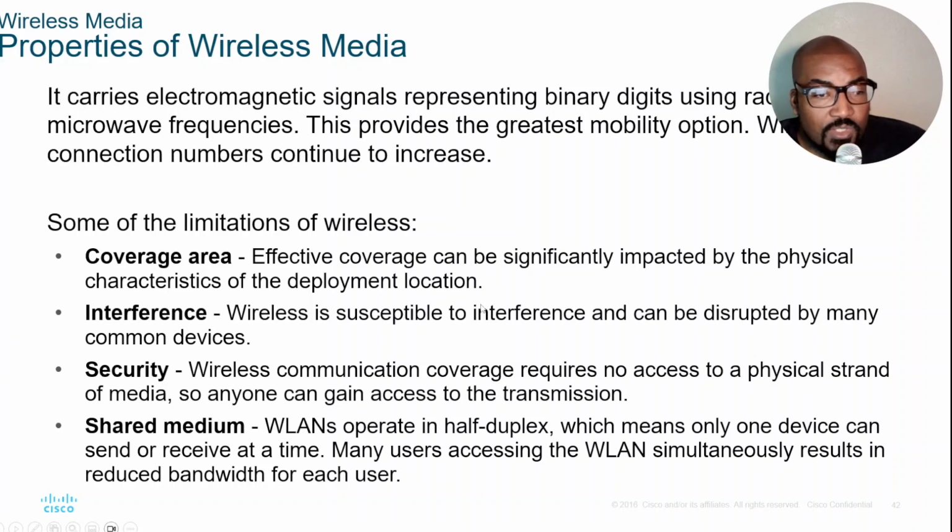Interference: wireless is susceptible to interference and can be disrupted by many common devices. Security: wireless communications coverage requires no access to a physical strand of media, so anyone can gain access to the transmission. I don't exactly agree with that, because you can add passwords to that, right? You can make it so nobody can get on. But I understand what you're talking about. Wireless local area networks operate in half duplex, which means only one device can send and receive at a time. Many users accessing the wireless local area network simultaneously results in reduced bandwidth for each user.